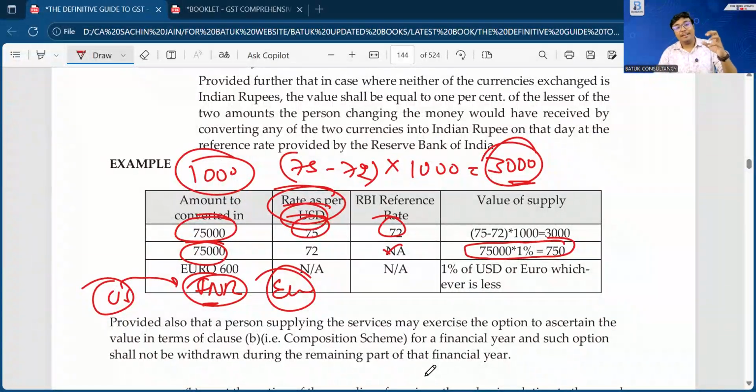Sir, the RBI reference rate is 72. The market price is also there when you visit the forex department. That person is also going to show you a particular price, which will always be higher than the RBI reference price. So you just need to calculate the difference multiplied by the number of units which you converted. That will be treated as the value of supply, because the bank earns only that difference.